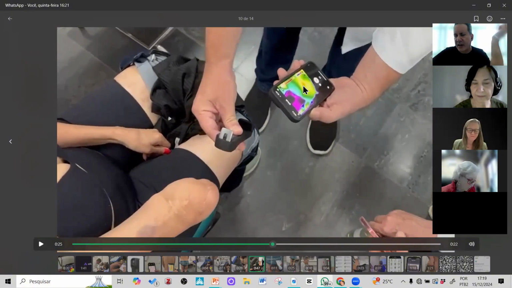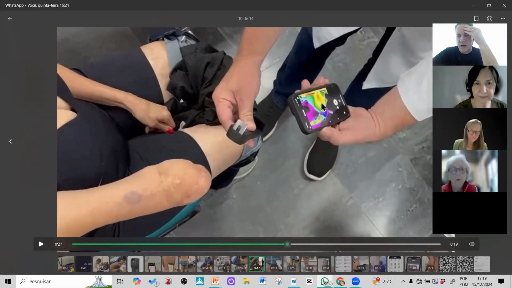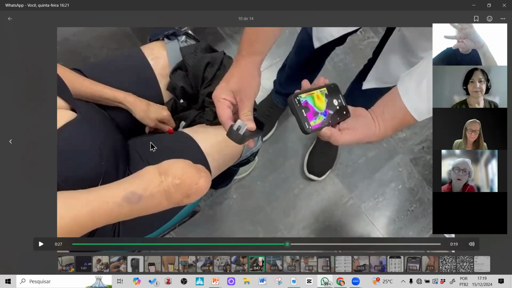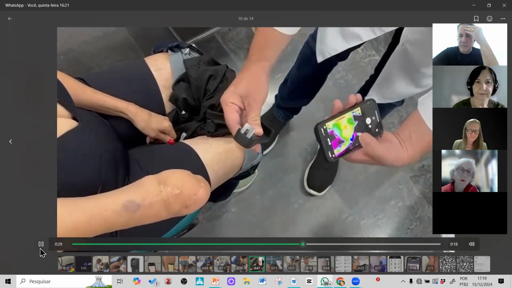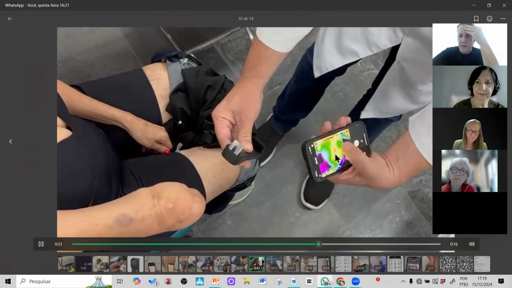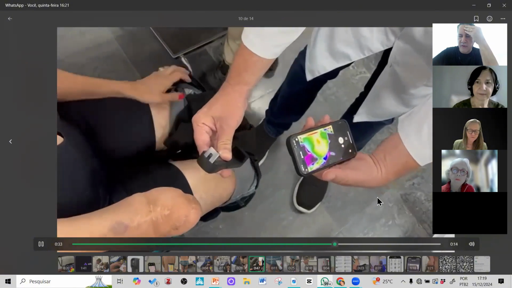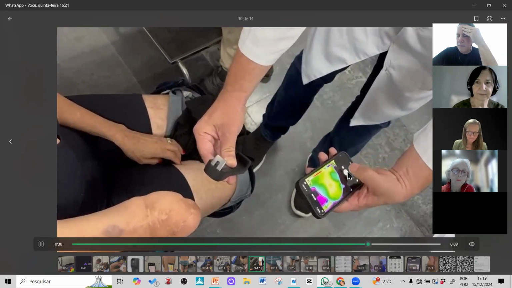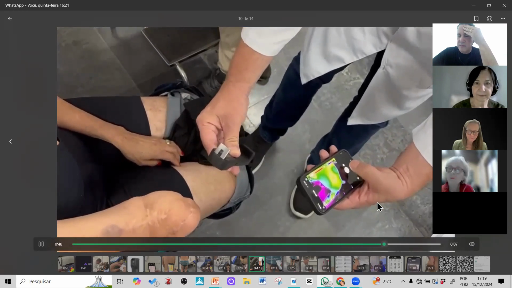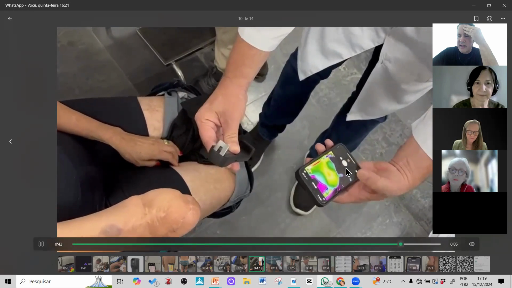See here the hot spot. It's very easy because I put on the right adjustment, but it's dynamic. You must find it and train a little. More circulation, more inflammation. I can move it, and I save the picture.